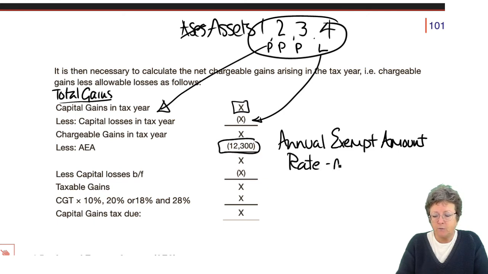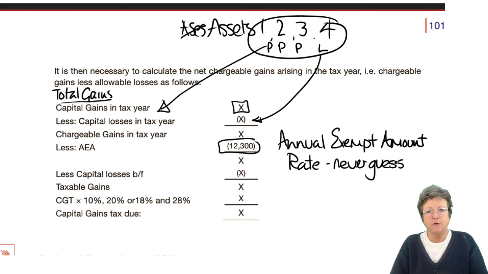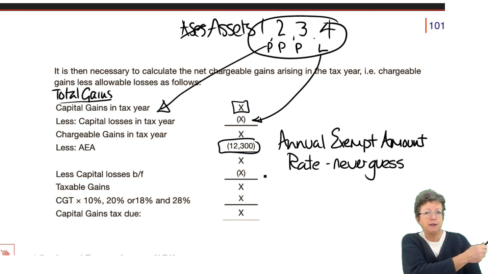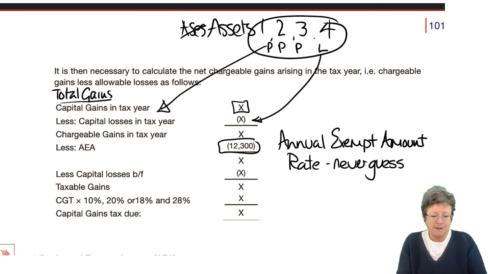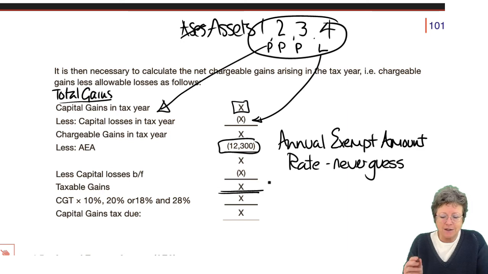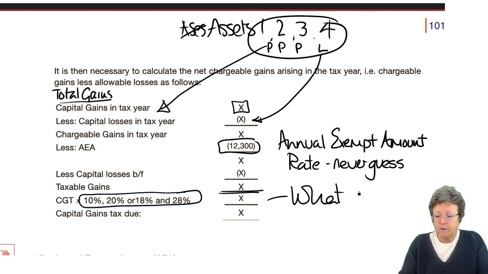Never guess, always check, because it's slightly different than the personal allowance and you might get them confused. We don't want to do that. We're going all the way down this computation. The next one is the losses brought forward. So you made a loss in the previous year which you couldn't relieve, and that's been brought forward. We'll deal with that later. That gives us then a total taxable gain, and there are 4 rates depending on what you've sold. So that depends on what you sold and whether you are basic rate or a high rate taxpayer.